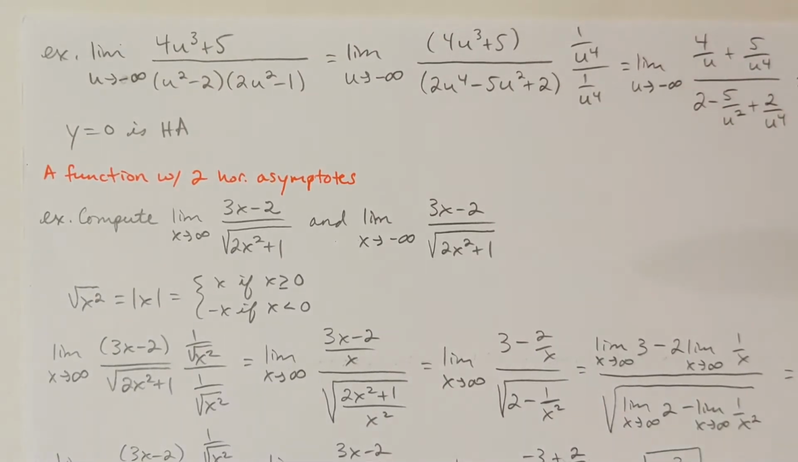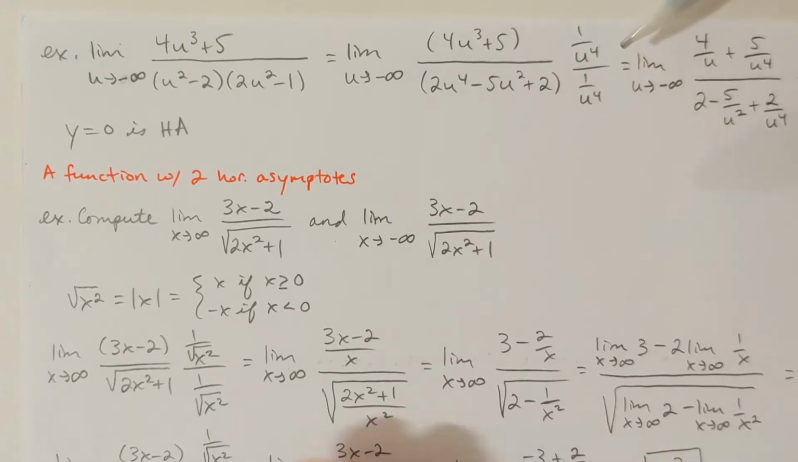Now the strategy for many of these problems is going to be to rewrite all of the terms in the form of 1 over x to the r power and then use your limit laws. Okay, so in this problem, let me begin by multiplying the top and the bottom by 1 over u to the fourth.